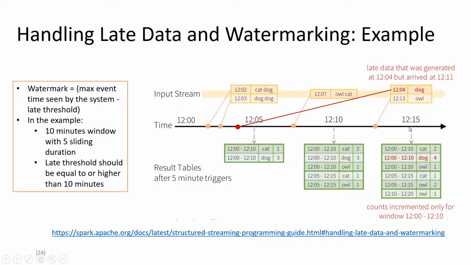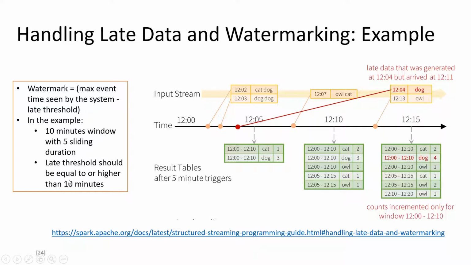In this case, the threshold is 10 minutes. Here, Spark calculates the watermark using the max event time. This will be the max event time, 13 past 12, minus the late threshold, which is 10 minutes. So that will be 3 past 12. 3 past 12 means this event will not be dropped, because Spark has the correct timestamp. Spark can correctly update the record. We need to use this record for the 12 to 12:10 period.